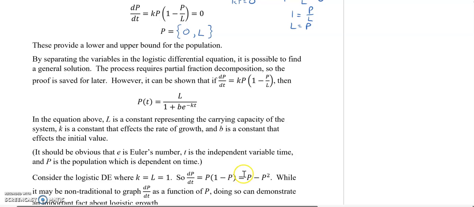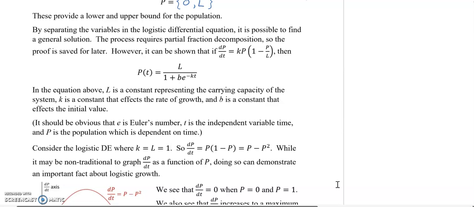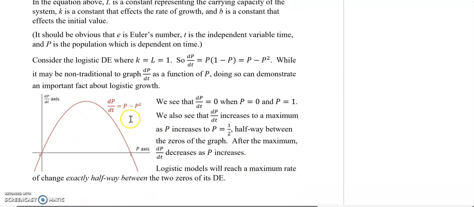Okay? And we don't normally do this, but we could certainly graph dp dt as a function of p. So we've got a p-axis, and we have a dp dt axis. And it shouldn't be surprising, since we have taken algebra in the past. We know that the function y equals x minus x squared is an upside-down parabola. So this is what we're talking about right here, right? We've got an upside-down parabola whose intercepts are at 0 and at 1.